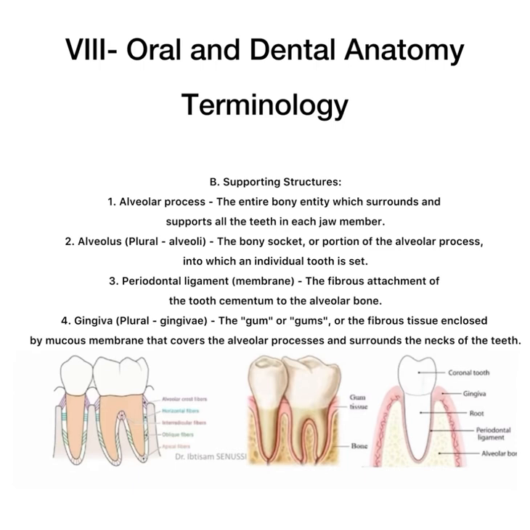Third, interradicular fibers, specifically found between the roots of multi-rooted teeth such as premolars and molars. The next is oblique fibers, a part of the periodontal ligament, whose direction inserts into the bone coronally. Apical fibers, part of the periodontal ligament, are found from the cementum around the apex of the root to the bone.